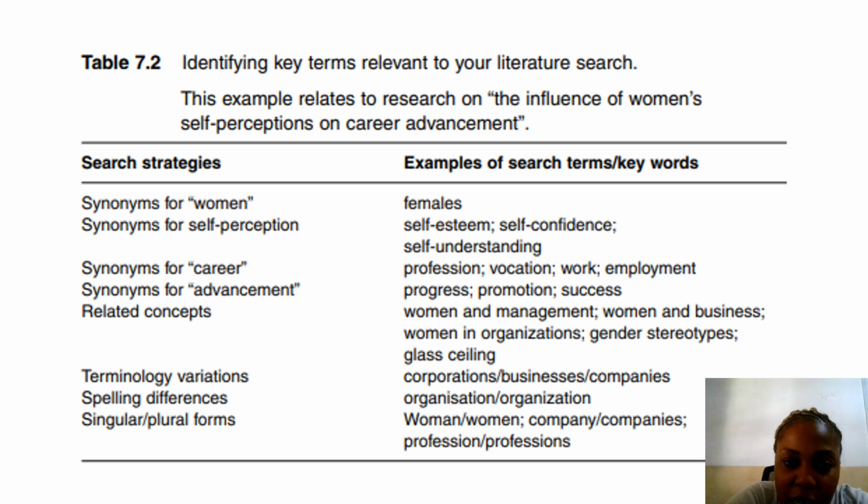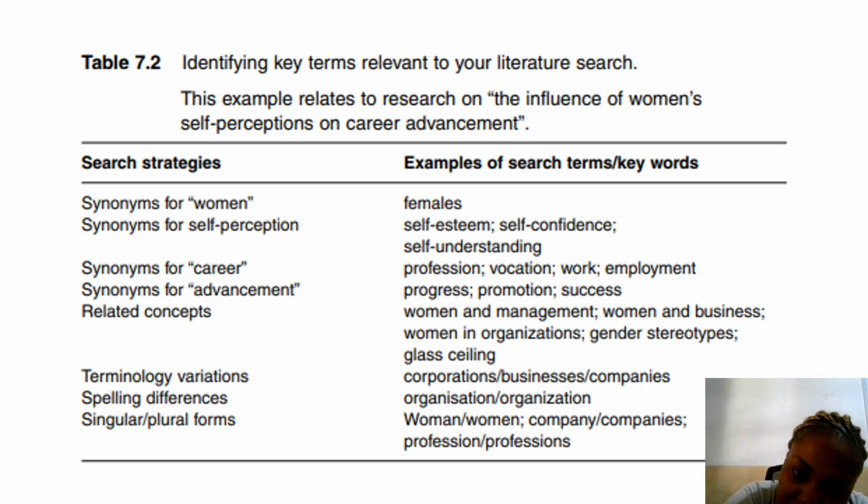This example relates to research on the influence of women's self-perceptions on career advancement. That is the research topic of this person. And the examples of their search terms or keywords are the ones in the table. See, the topic was influence of women's self-perceptions on career advancement. You can see an example of the keywords is females here. Women can be females, right?